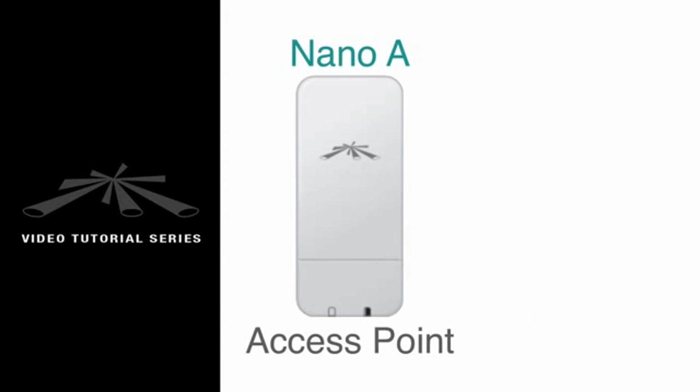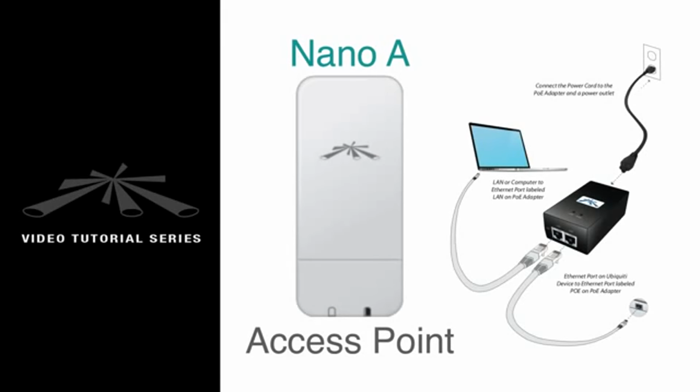Beginning with Nano A, connect the PoE injector to a power source. Run an Ethernet cable from the PoE port on the adapter to the radio. Then, using another Ethernet cable, connect the computer to the LAN port of the adapter.